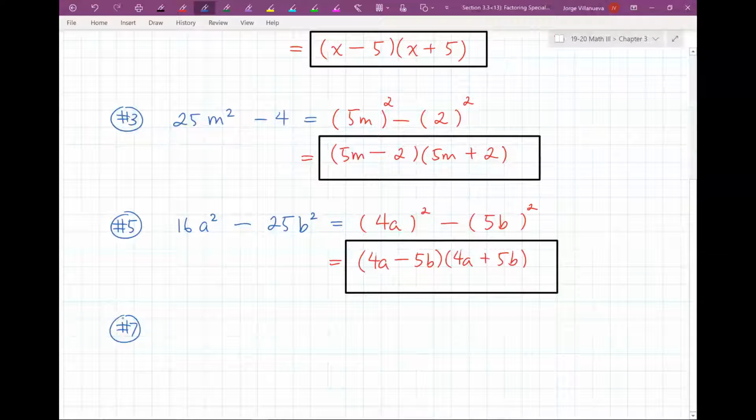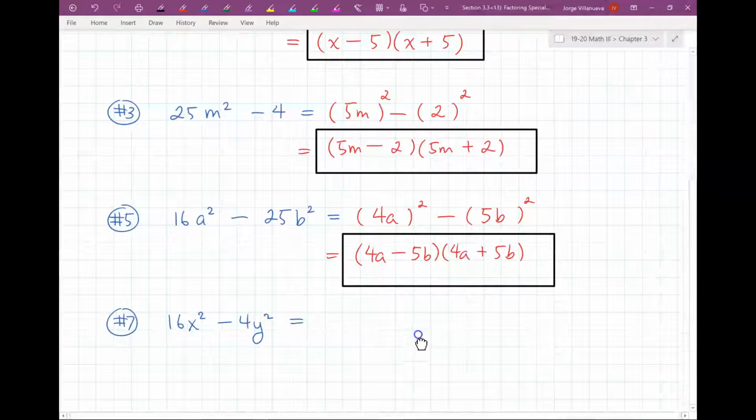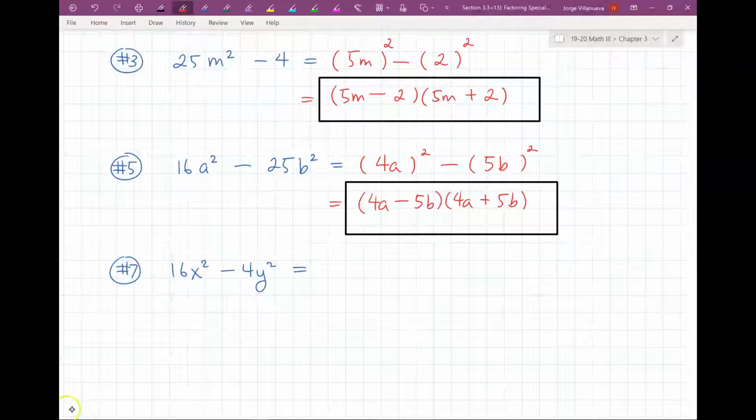We could jump to 9, but I'm just going to do it anyway because I told you I tried doing half the homework for you guys. So, we're good with that, I hope. So, 16x squared minus 4y squared, I'm going to give you a minute. Factor it for me. Okay? And then we'll do it. I'm going to pause this.